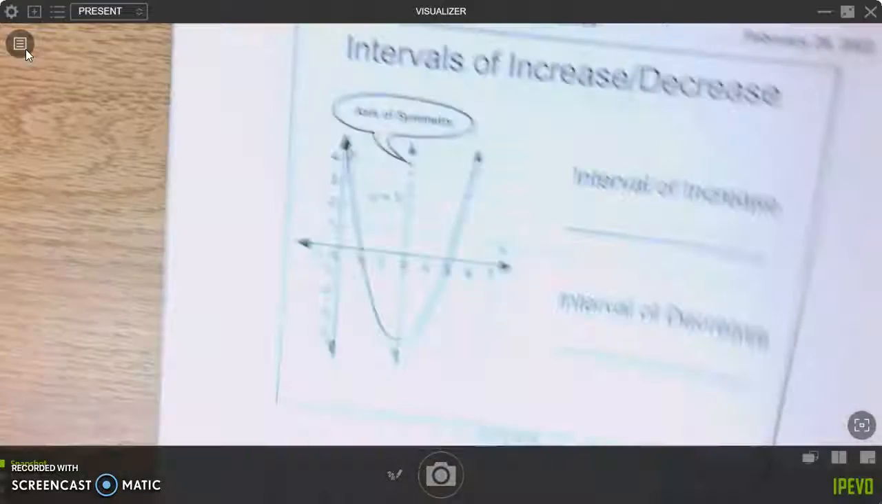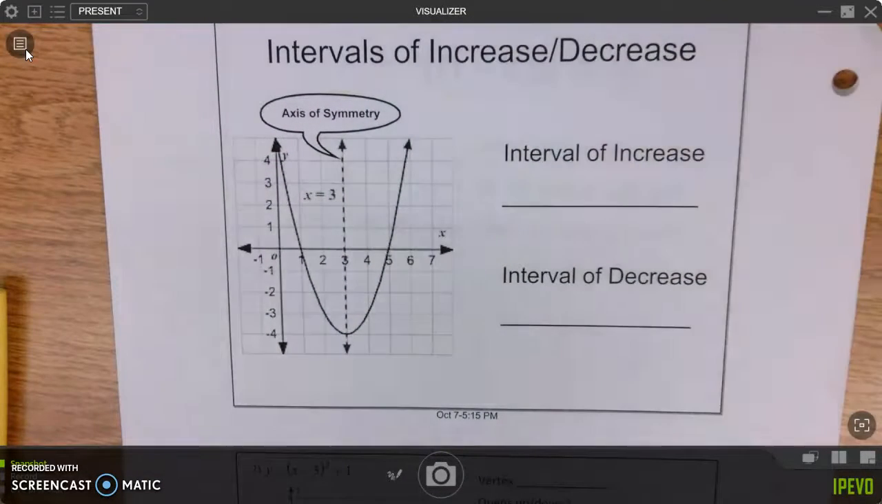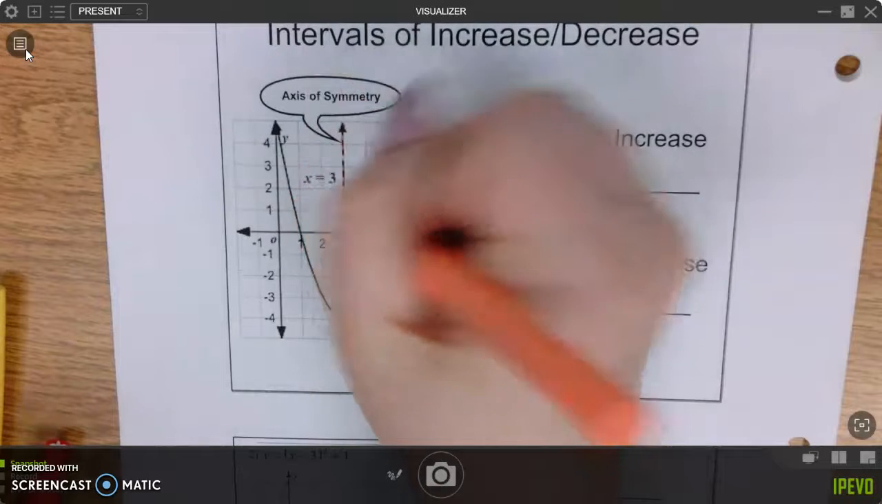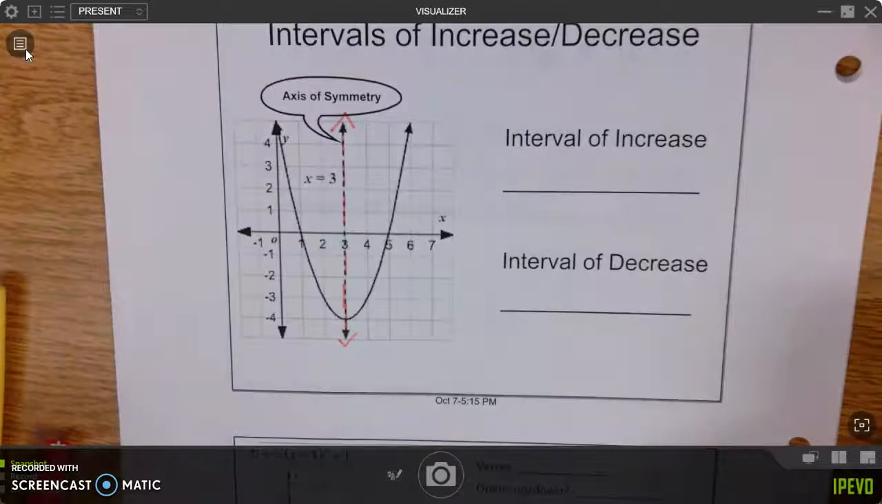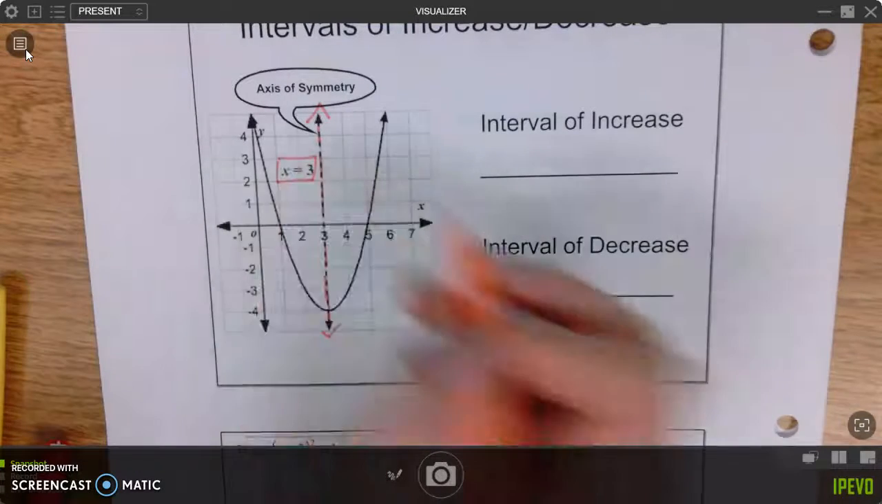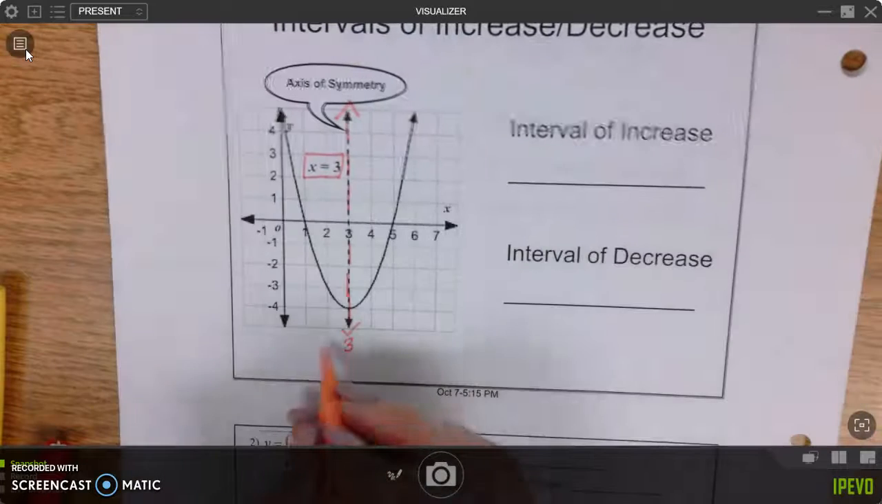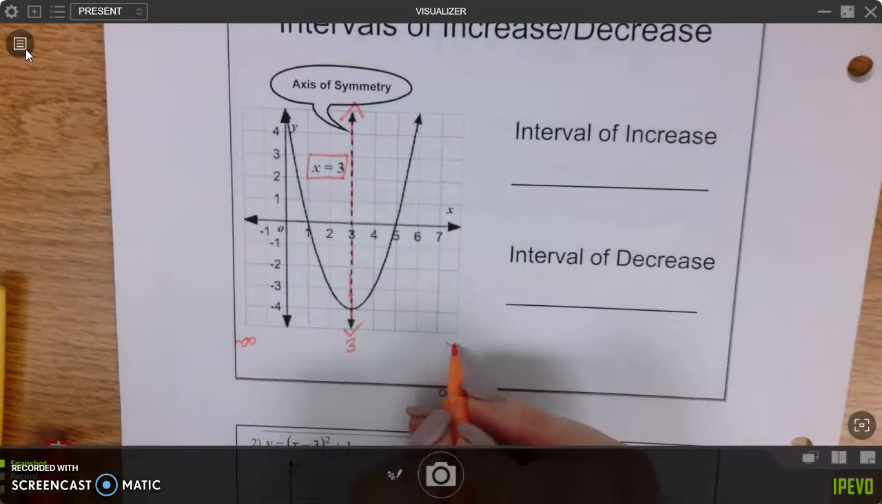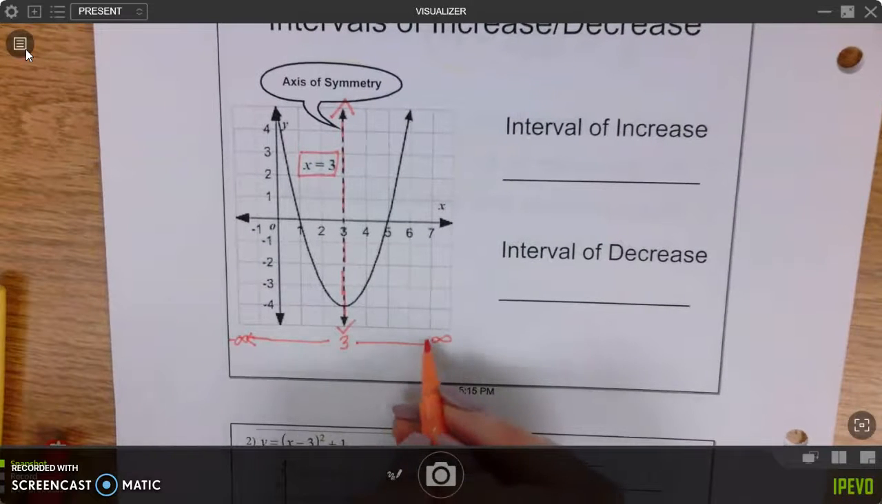So another thing I want to look at today is just kind of review interval of increase and decrease, if you will. So let's take a look at this example. I'm just going to point out that this is your axis of symmetry. It's at x equals 3. All right, and so if this is 3, we have negative infinities over here, positive infinities over here. So we've got this interval, we've got this interval.